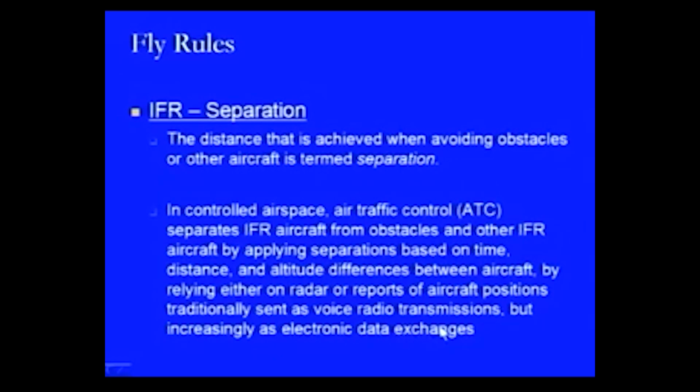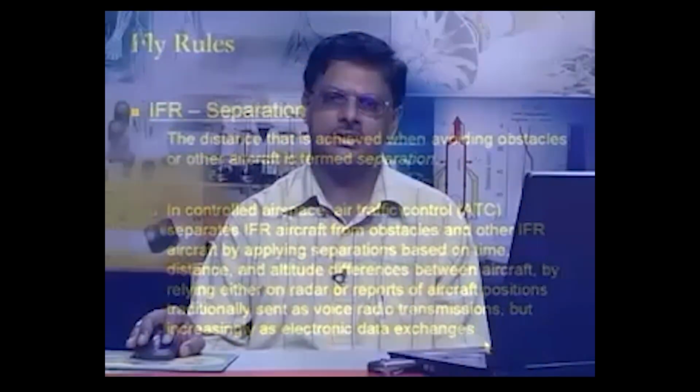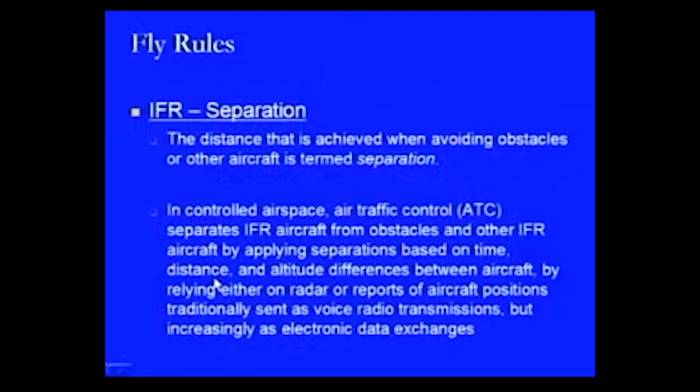In controlled airspace, air traffic control, that is ATC, separates IFR aircraft from obstacles and other IFR aircraft by applying separation based on time, distance and altitude differences between aircraft. This is how two aircraft are kept separated from each other: it may be on the basis of time, on the basis of distance, or the difference in altitude.